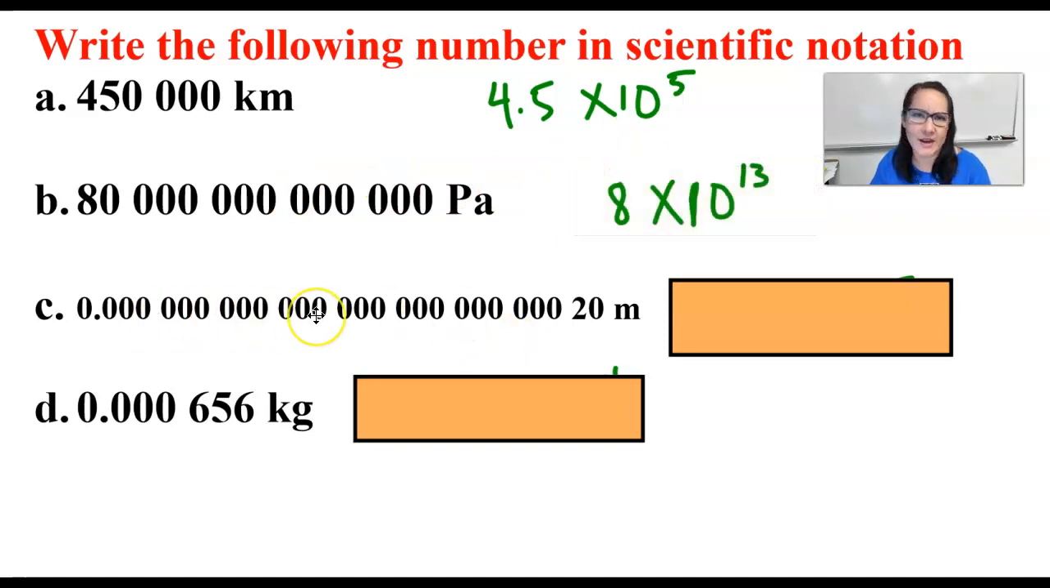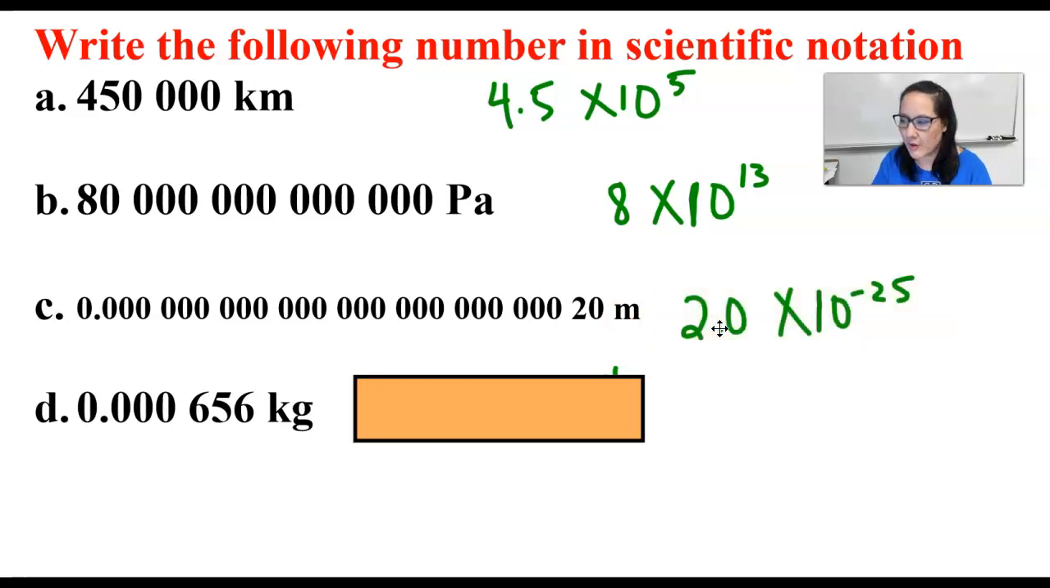This is a really tiny number, so it's going to be times 10 to the negative exponent. I'm going to move my decimal all the way to here. So my coefficient is going to be 2.0. I'm going to include both of these guys at the end there. So it's going to be 2.0 times 10 to the negative, and I'm going to move my decimal 3, 6, 9, 12, 15, 18, 21, 24, 25 spaces. So this will be 2.0 times 10 to the negative 25.